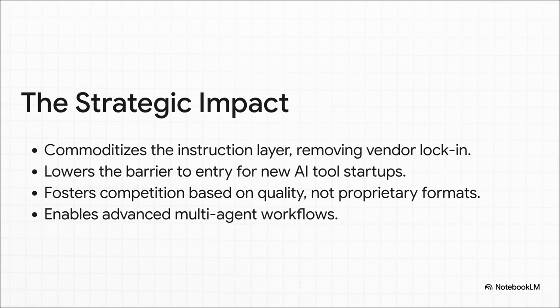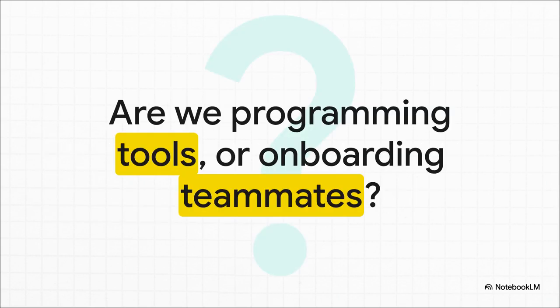Now, AI tools can't lock you in with their own special format. They actually have to compete on the quality of their models and features. And that's what fosters real innovation. It even opens the door for these crazy advanced workflows where you have multiple specialized AIs all collaborating on the same task. You know, all of this, it really leads to a fundamental shift in how we think about AI and software. When you have standards like Agents.md, it makes you ask a really interesting question. Are we just programming better tools, or are we finally learning how to properly onboard our very first AI teammates?